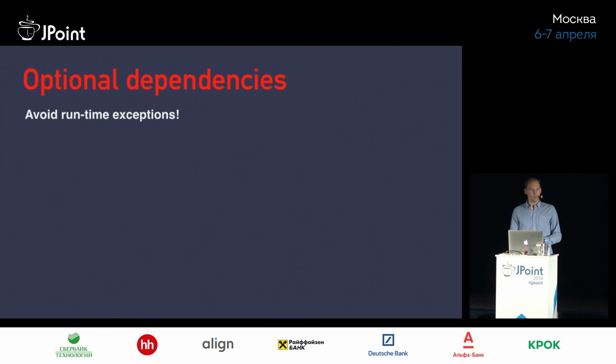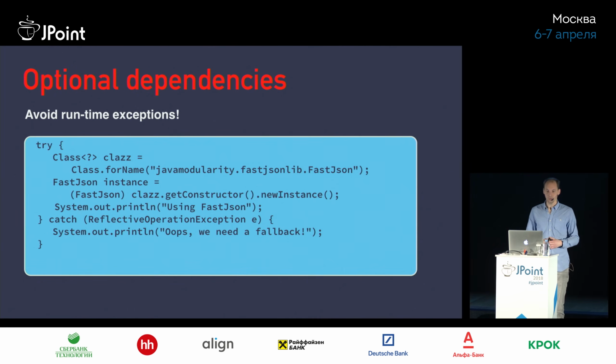But what does it mean if we start the application without this module being present? Somehow, we need to code defensively, right? So the only way to do this is to use, again, reflection to instantiate, for example, the fast JSON type from this fast JSON-lib library. And if it works, it works. And if it doesn't, we get this reflective operation exception, and we somehow need to do our fallback scenario.